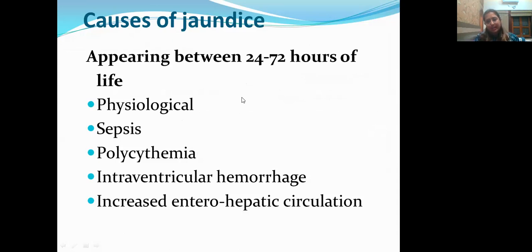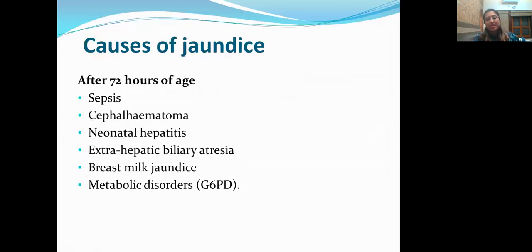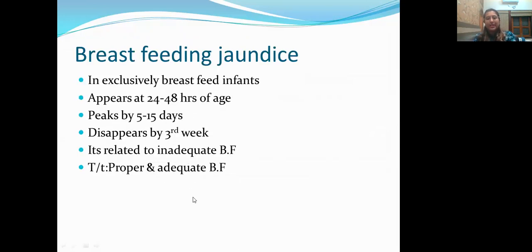It could be because of polycythemia, that is greater RBC concentration leading to greater RBC destruction and hemoglobin production. It could be because of an intraventricular hemorrhage or increased enterohepatic circulation, or if a baby has a cephalohematoma or any other hidden hemorrhage. Then after 72 hours of age, it is moreover because of sepsis, cephalohematoma, neonatal hepatitis, and extrahepatic biliary atresia, where both of these, that is neonatal hepatitis and EHBA, are causes of conjugated hyperbilirubinemia. Other than that, it could also be because of breast milk jaundice or metabolic disorders like G6PD.